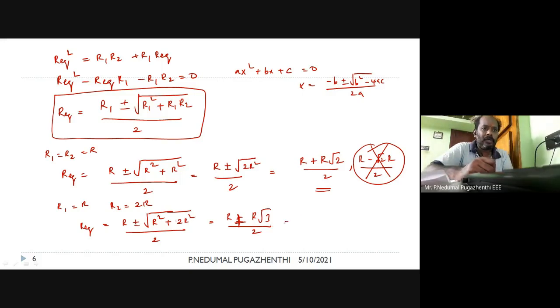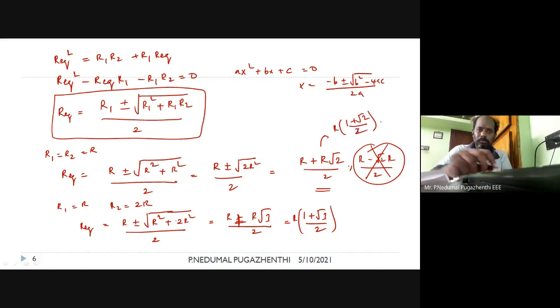So what will I get? 1 plus square root of 3 divided by 2, R into. Here what you will get? R into 1 plus square root of 2 divided by 2. So we have some values available there.